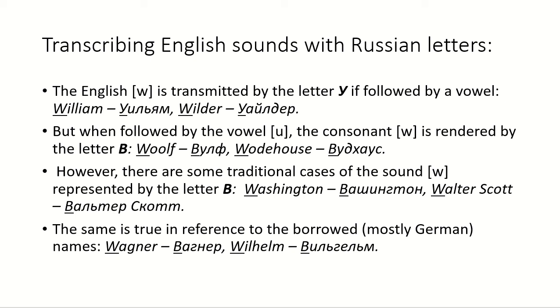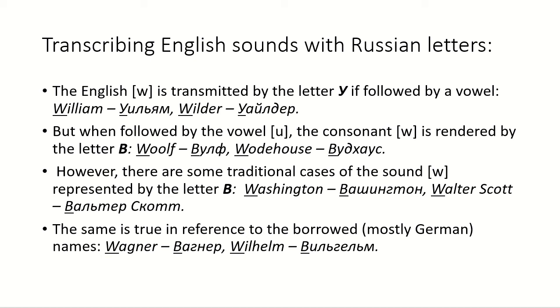The English W sound is transmitted by the letter U, Russian U, if followed by a vowel. For example, in the example with William, W, then vowel I. The first sound, W, is transcribed like William, with the Russian letter U. The same is with Wilder. But when followed by the vowel U, the consonant W is rendered by the Russian letter V. For example, wolf, woodhouse.